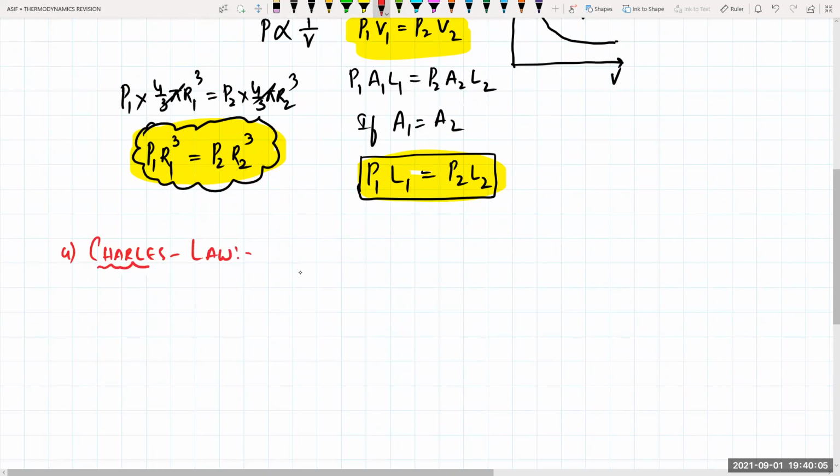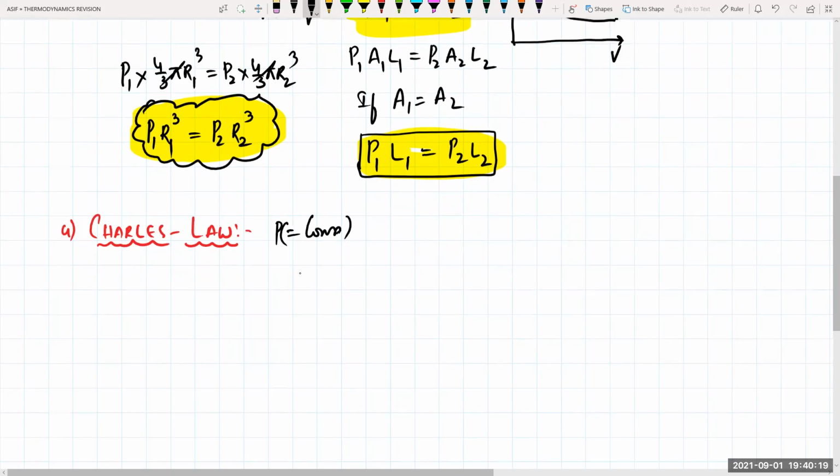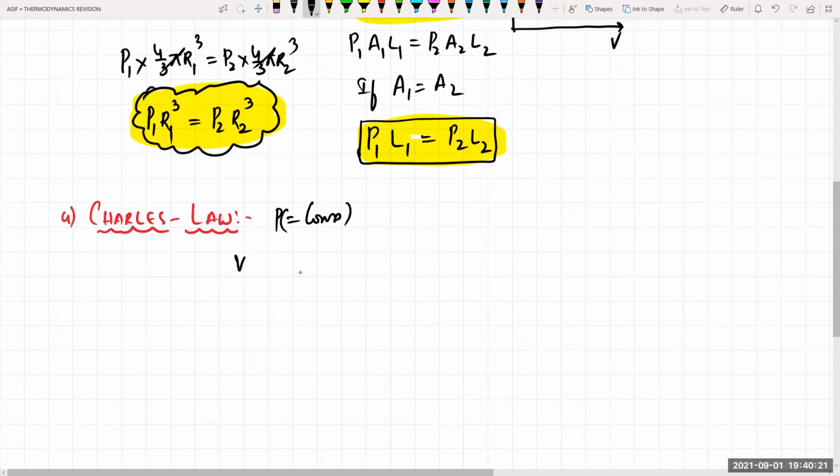I hope you remember Charles law. So what is Charles law? Pressure remains constant. I'm taking here P is equal to constant. Charles law says that, provided the pressure remains constant, the volume of a fixed amount of gas varies directly with the absolute temperature. That means volume is directly proportional to temperature. So I can write V1 by T1 will be equal to V2 by T2.